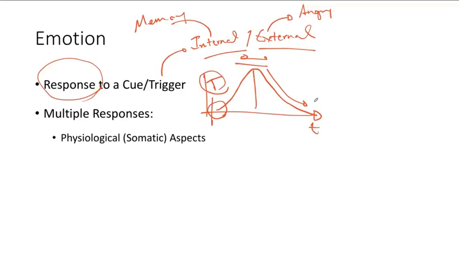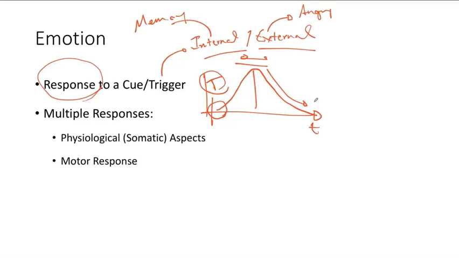So the response is related to a trigger, and there is a temporal process for that response. And then emotions should have different components. We should have a physiological or somatic component that would include changes in the heart rate, the blood pressure, the respiratory rate, your skin conductance, or the amount of sweating. So all those peripheral responses happening in your body are related to that specific emotion.